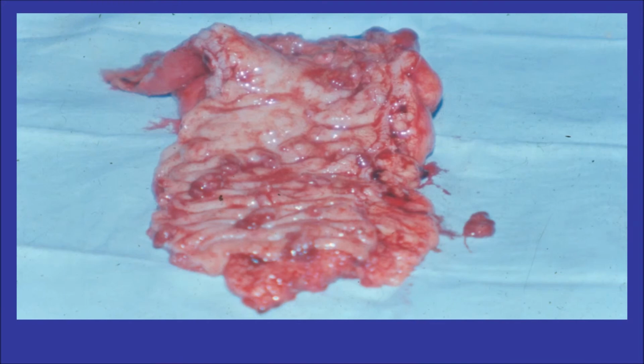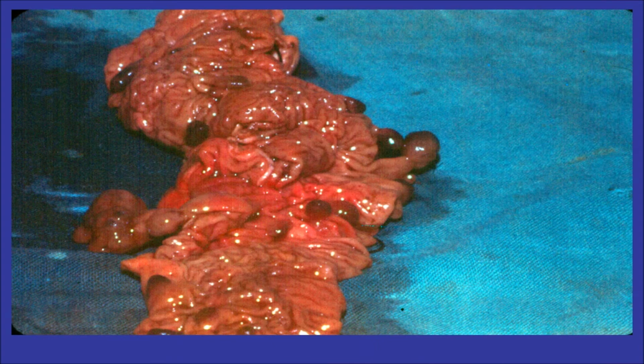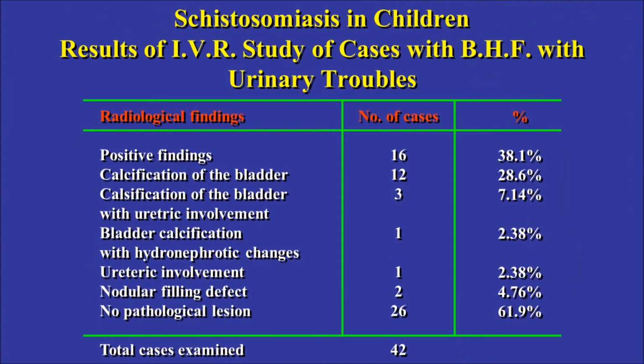This is a specimen showing the mucous membrane of the piece of colon excised, showing the multiple polyps due to schistosomiasis. Another close-up, you can see the polyps are sessile and pedunculated, and you can see the mucous membrane affected by hyperemia and inflammation. All this is due to deposition of the Bilharzial ova.